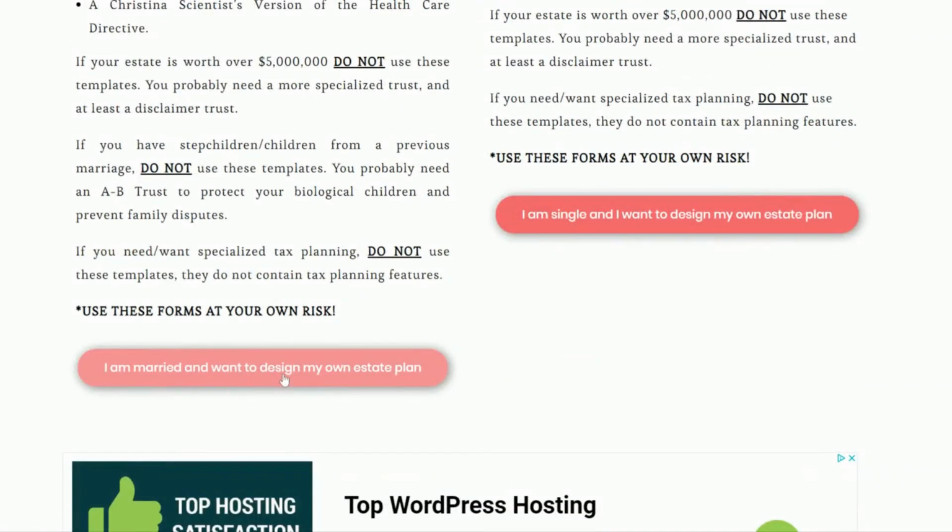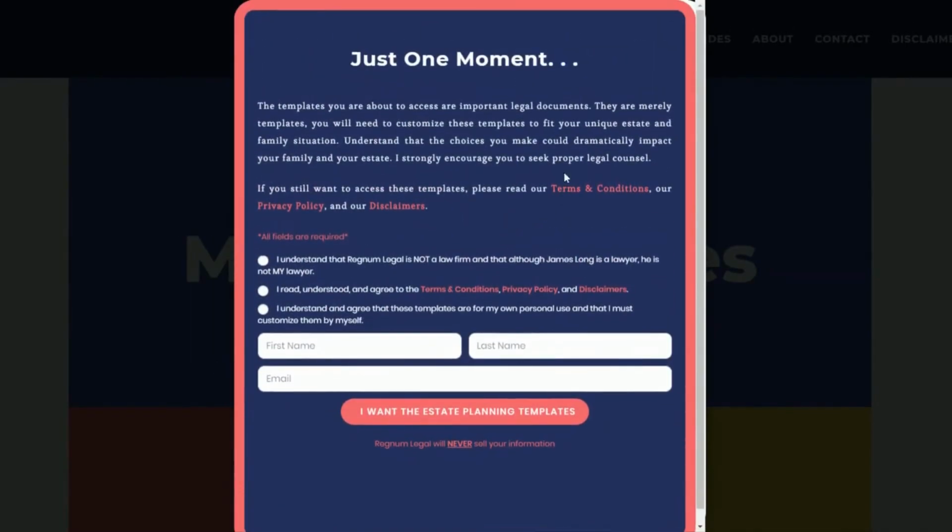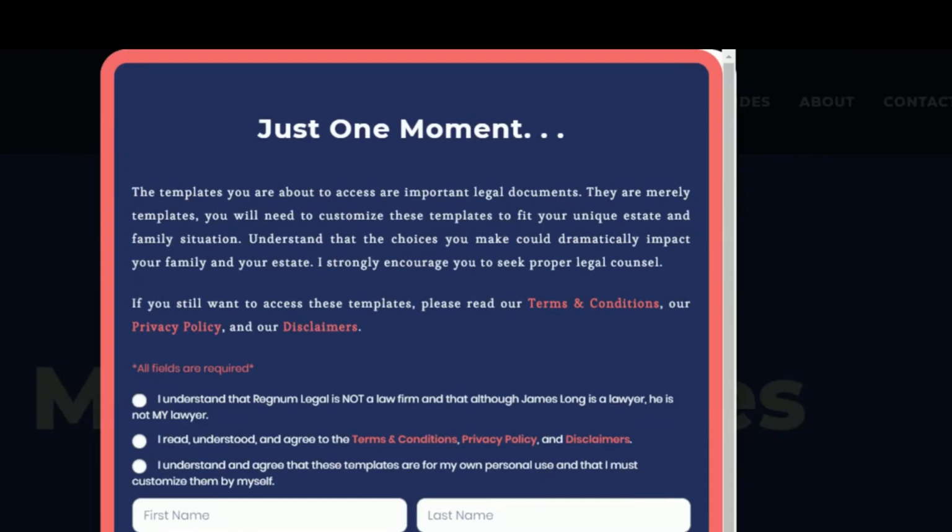All right, so if you want to use these forms, you just click "I'm married, I want to design my own estate plan," or "I'm single, and I want to design my own estate plan." So this time we're going to click "I'm married," just because we want to go over the married couples stuff. Now, before you can access this, you need to agree to my terms and conditions. I strongly encourage you to seek proper legal counsel.